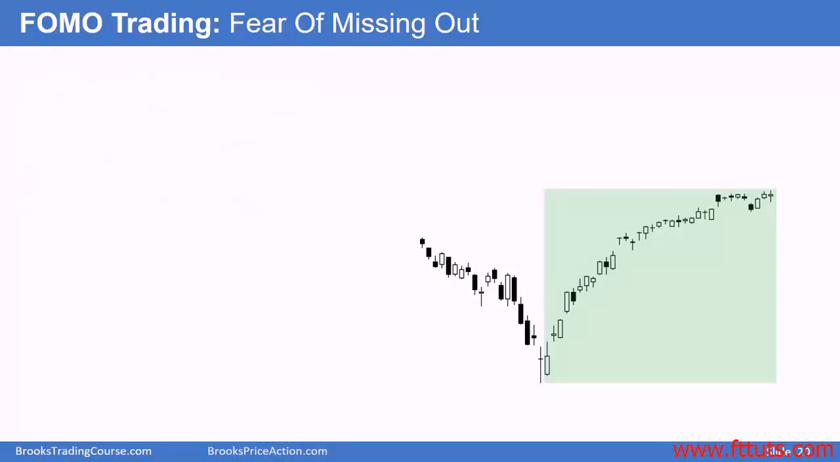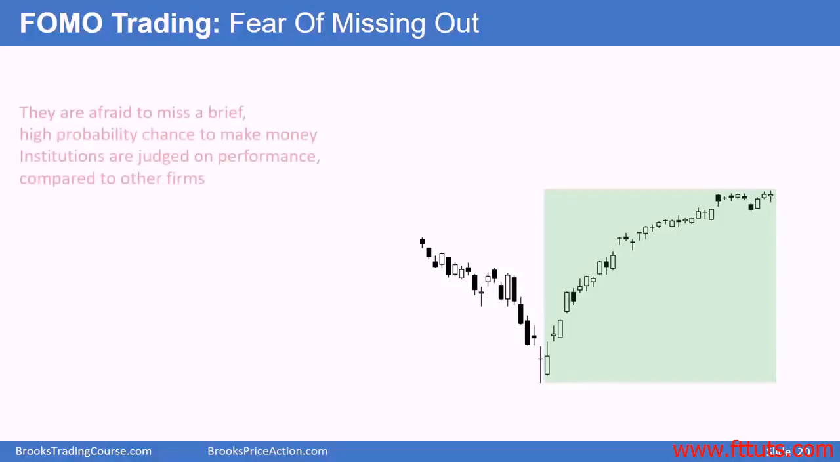Traders sometimes refer to FOMO trading, fear of missing out. It's an acronym, and this is a good example of FOMO trading. When the market is racing upward, they're afraid that they're going to miss a great opportunity, so they buy. The institutions are judged on their performance compared to other firms. And when you get these brief opportunities to make a lot of money quickly, everybody buys. And with everybody buying, it is self-perpetuating. The market just keeps going up.